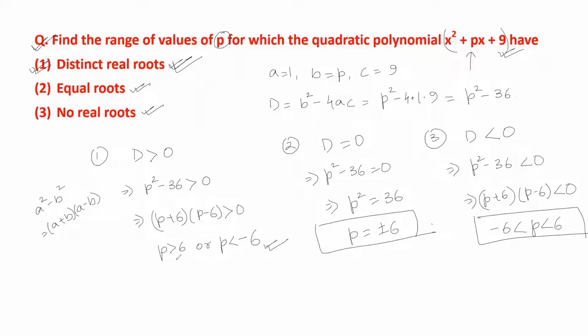So if p is greater than 6 or if p is less than -6, in that case, this quadratic polynomial will have two distinct real roots. And if p is plus 6 or -6, in that case, this quadratic polynomial will have equal roots. And if p is lying in the range of -6 to 6, in that case, this quadratic polynomial will have no real roots. So to solve such kind of questions, we can simply take the help of the discriminant.